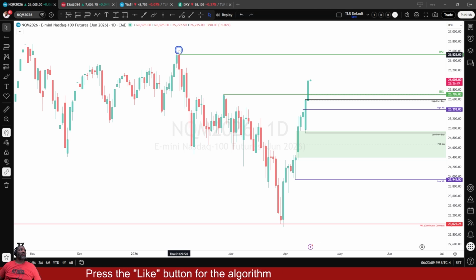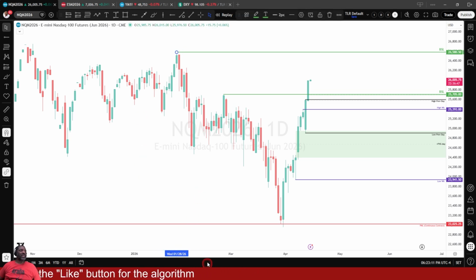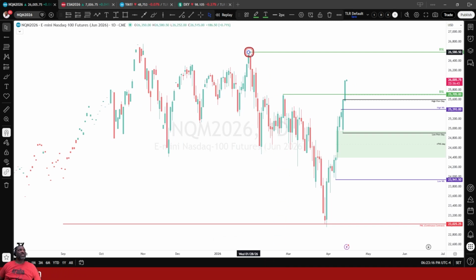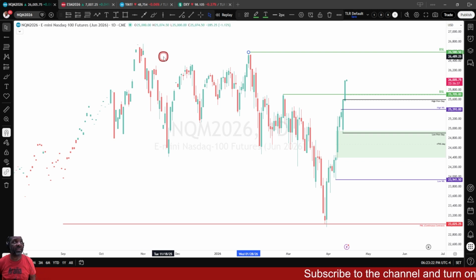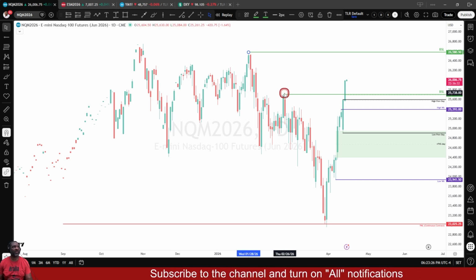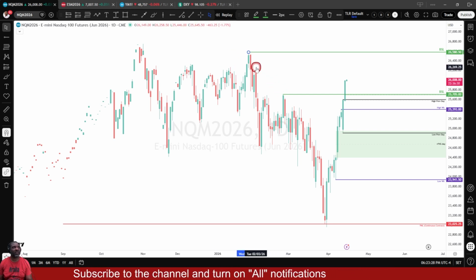That target will be 26,580 and a half, right? 26,580 and a half, and then the permanent target is up there at all-time new highs. But that's the next target there. We have inside liquidity right there.